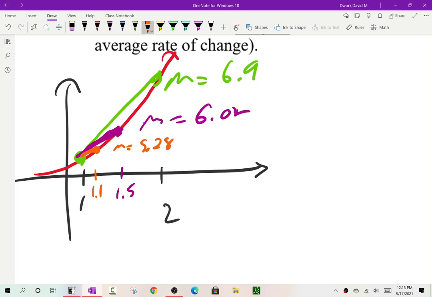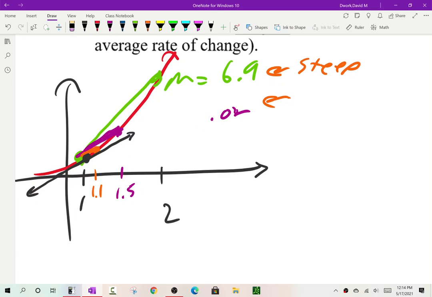We started with a very steep slope, right? This one was the steepest at 6.9. Then we went to one that was less steep at 6.02. Then we went to one that's even less steep at 5.28. What's happening? As I slide these points closer and closer together, do you notice it's almost as if I was going to draw a line connecting the two dots? That might look something like that.